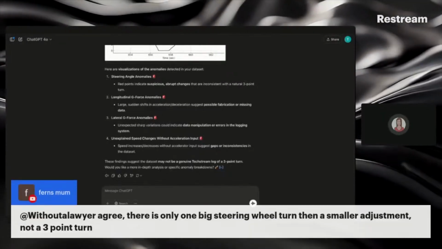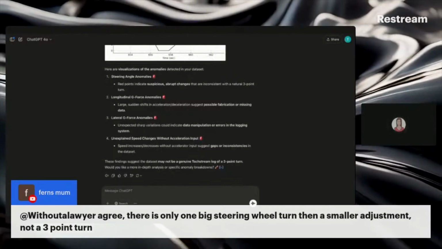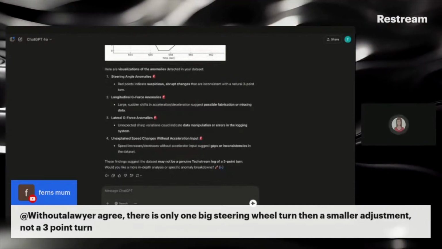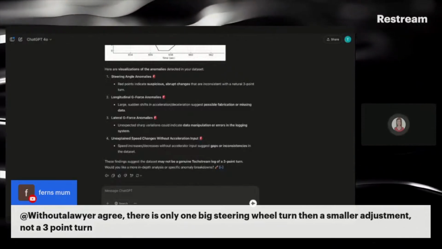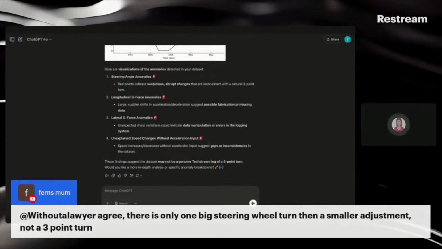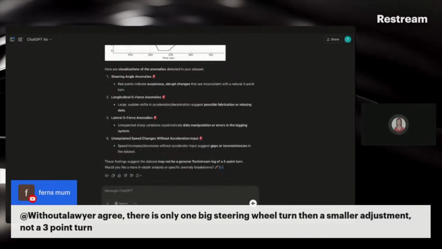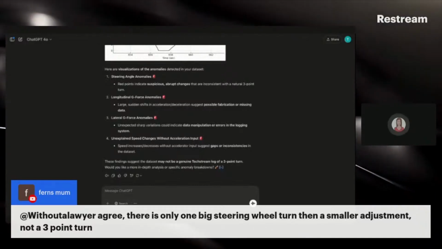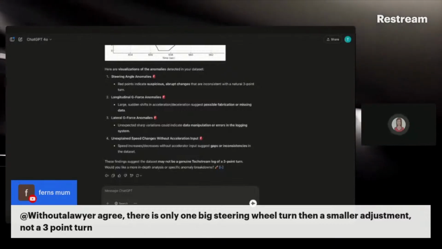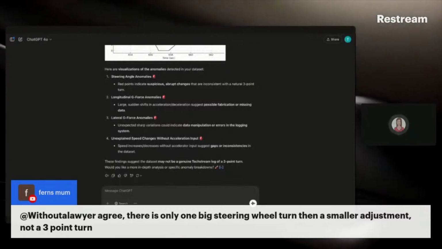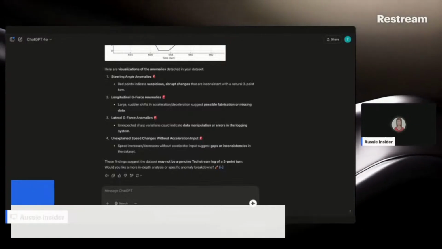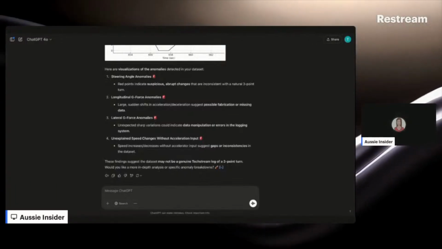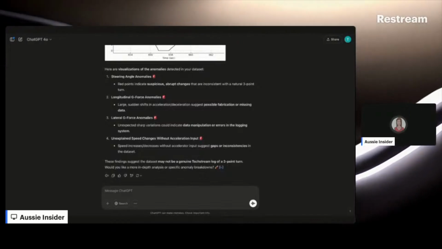So you're agreeing there's only one big steering wheel turn and then a smaller adjustment, right? So even in the case of only a 2-point turn, or even in the case of just doing a U-turn, so you get a J-turn, a 3-point turn, or a U-turn, it still doesn't match any of those scenarios. So we can actually ask it that. Would you like to ask it that, Fern? We can ask it that.